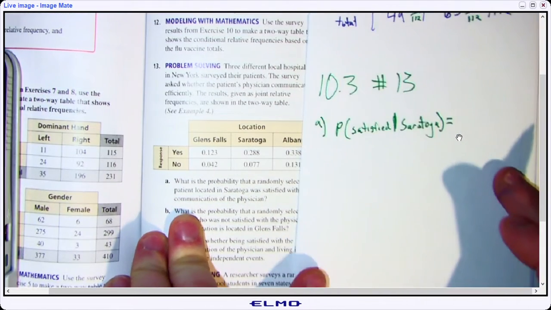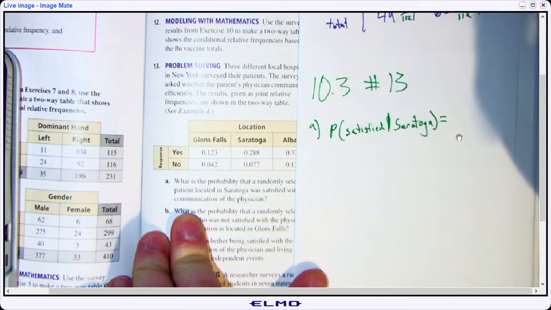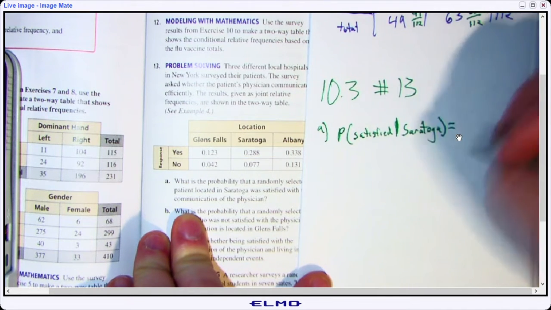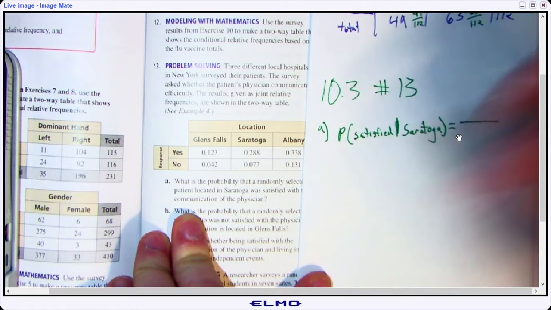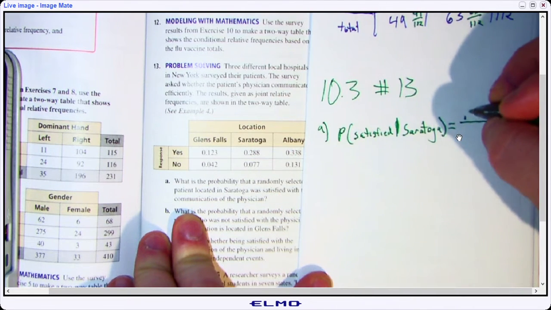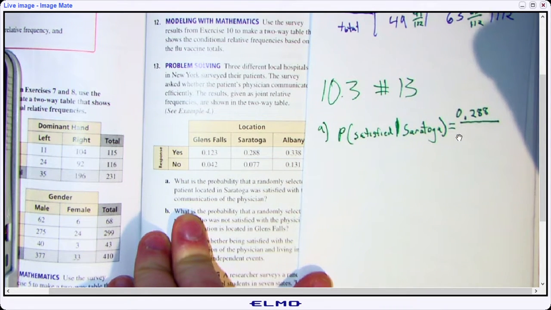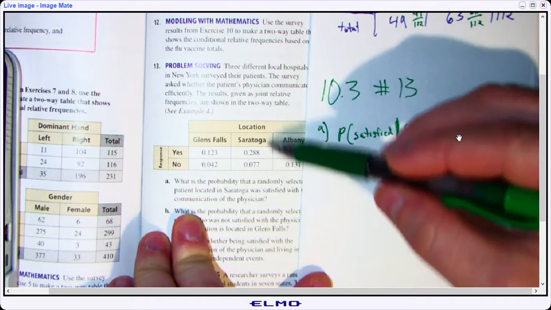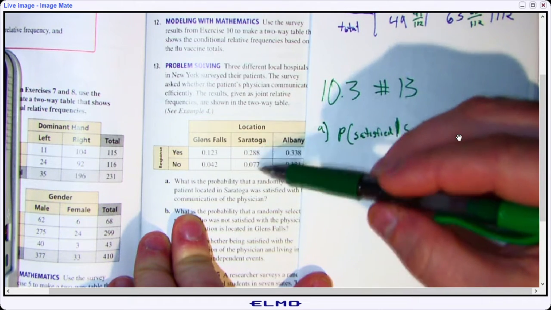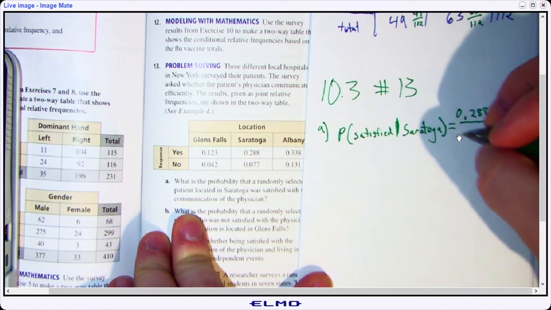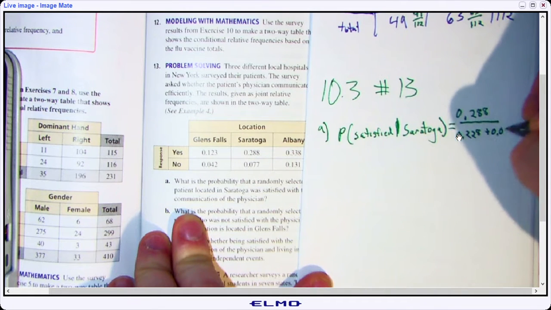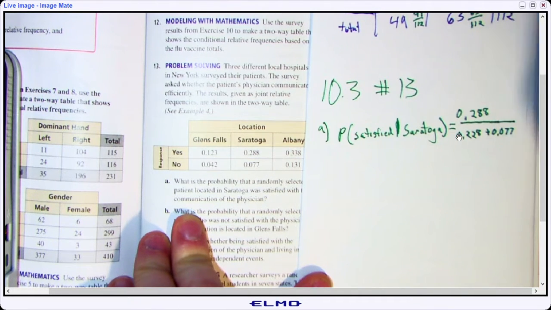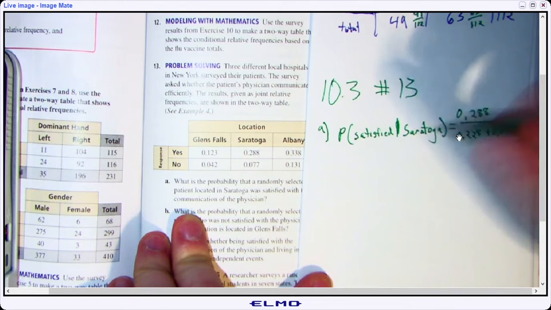So, how are we going to find this? Well, here's what we do. You look at the probability, yes, they were satisfied. That's 0.288, okay? But it's given that they're from Saratoga, right? So to get the total percentage of folks from Saratoga, we add these two values up, and that serves as our denominator. So we'd have 0.228 plus 0.077. And that should give us our value for this one. Be sure you understand how to do this.